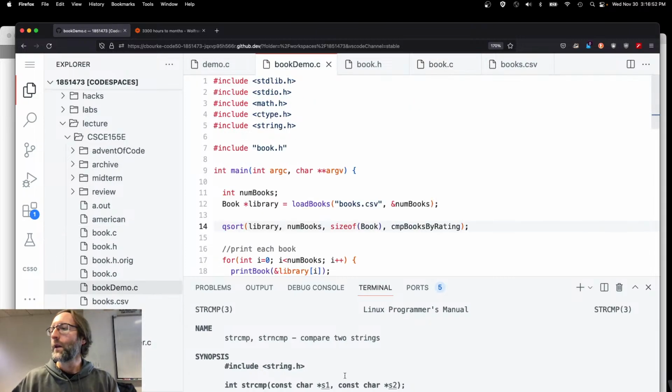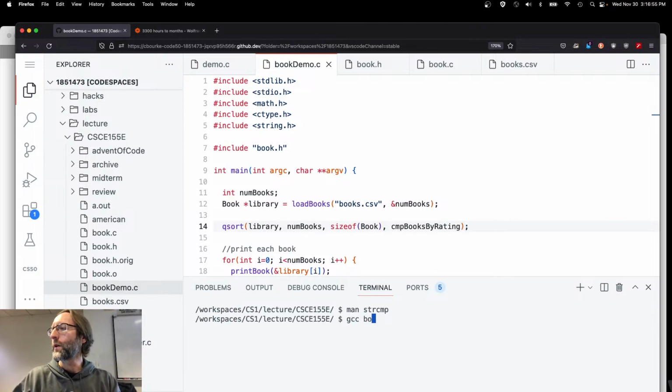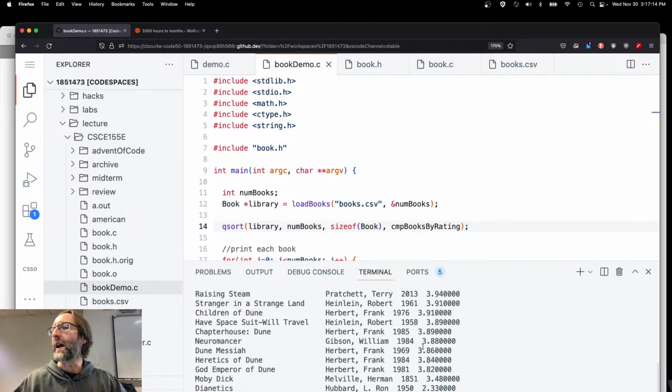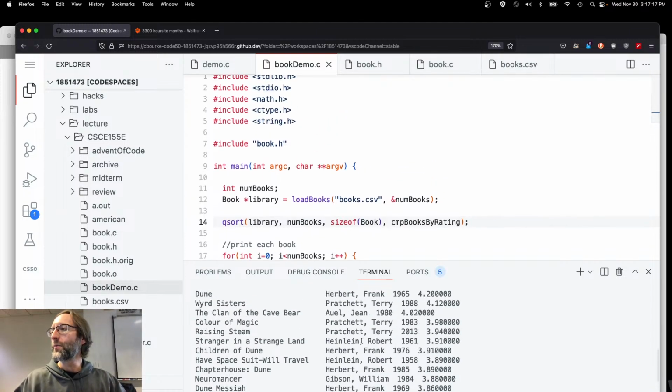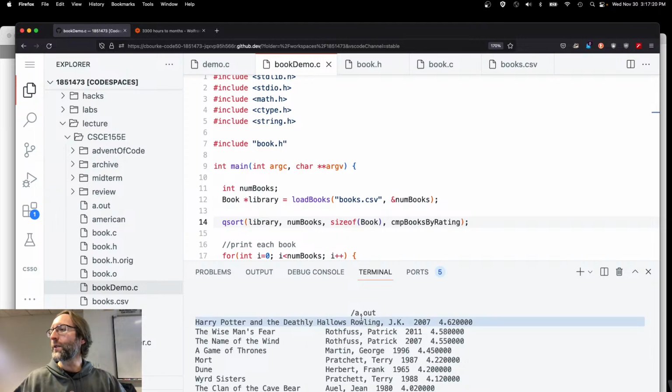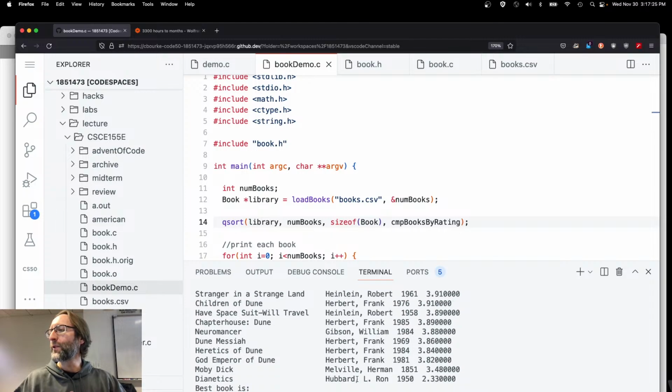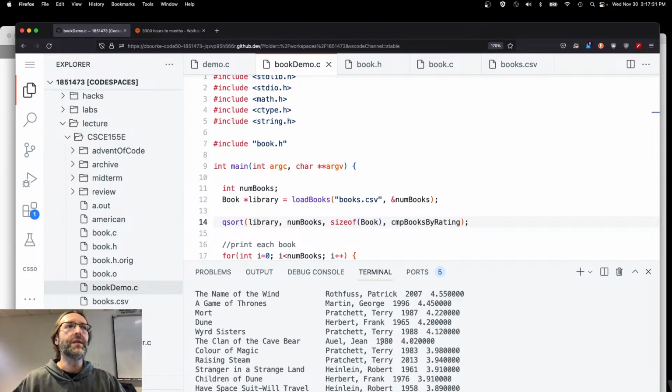There. Now let's compile all this together. Book.c and book demo. Hopefully it compiles. Yep, it does. Don't worry about those warnings. Right. Oops. All right, run it. Oh, wow. It's really freaking out. There you go. Hopefully it'll still run at least. Oh, yeah, a segmentation fault here because we're not done. But it was at least able to print these out. Harry Potter and the Deathly Hallows, 4.62, all the way down to the worst book is Dianetics, right? At 2.33. Right? All look good?